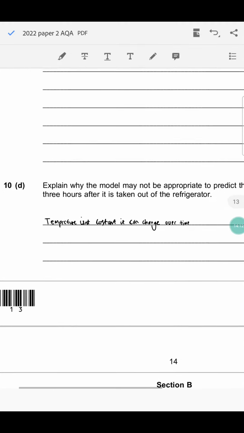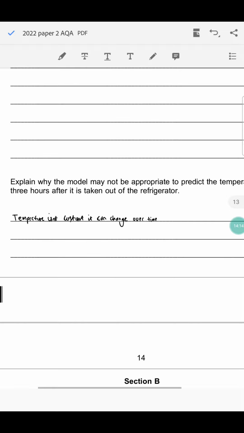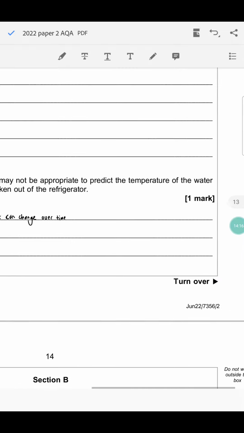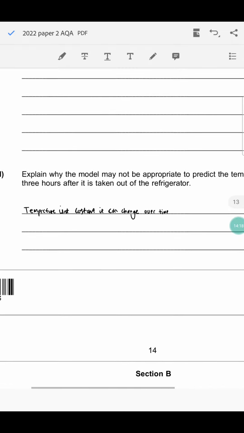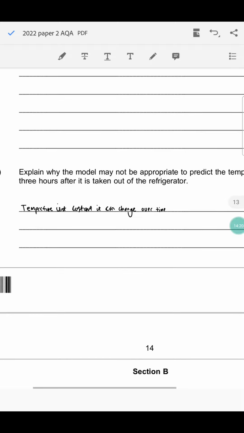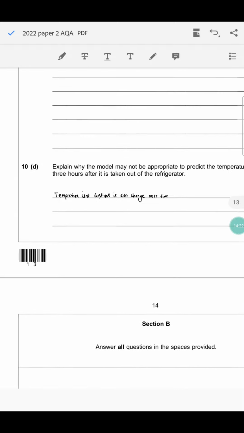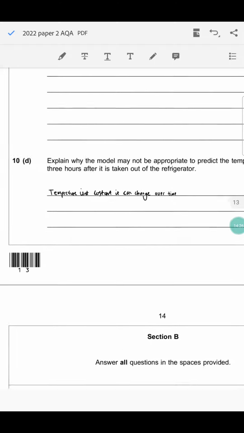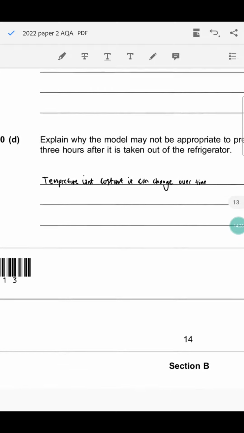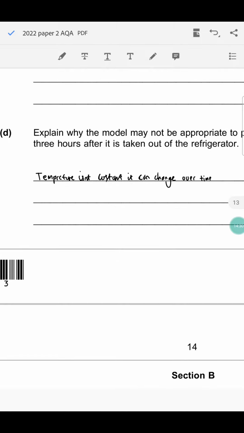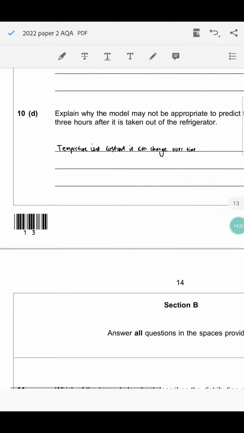Now we need to explain why the model may not be appropriate to predict the temperature of the water 3 hours after it is taken out of the refrigerator. We know temperature is not constant because stuff can affect it, like room temperature wouldn't always be the same. So it can change over time. That would be your answer to this.